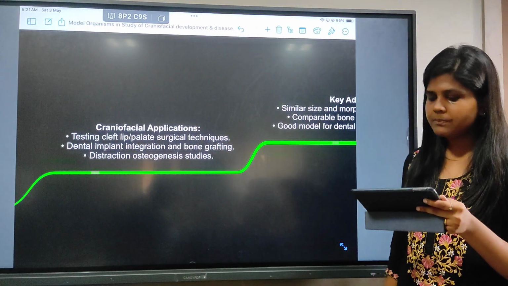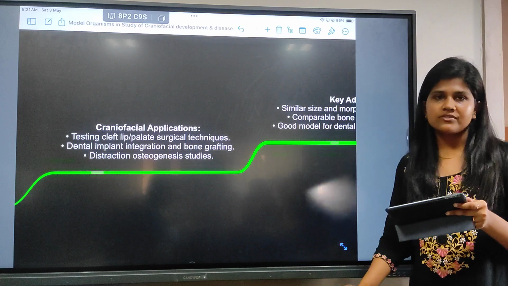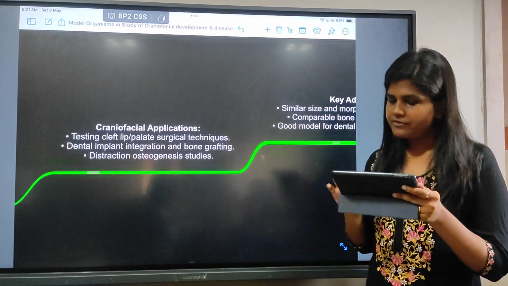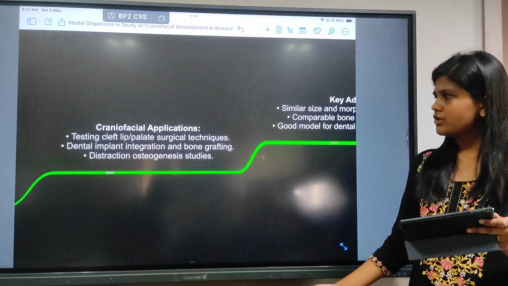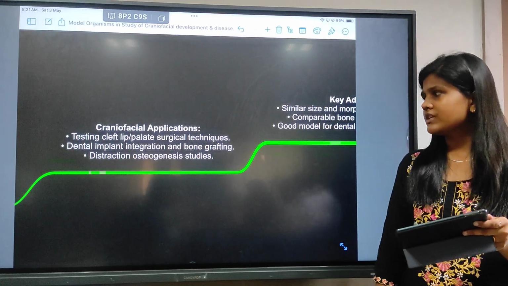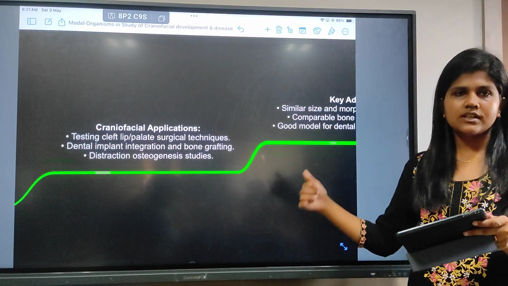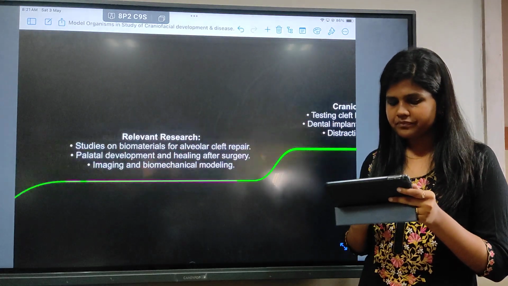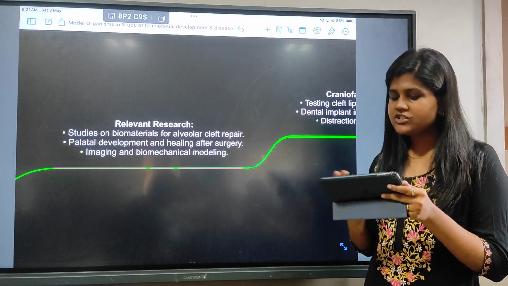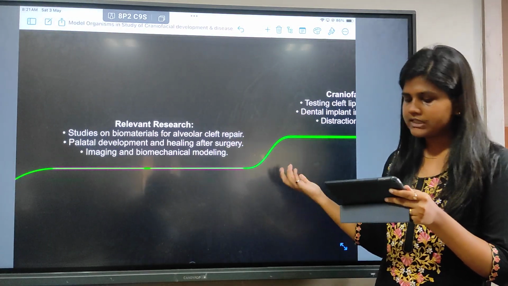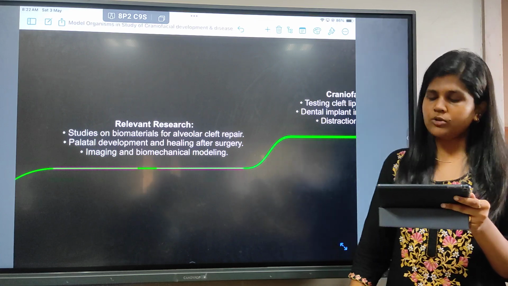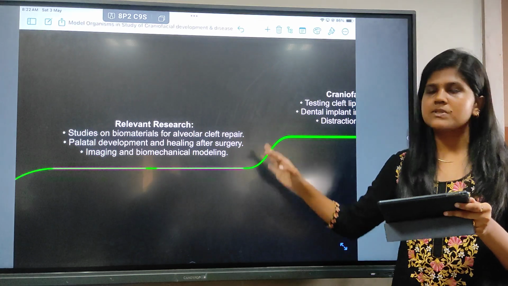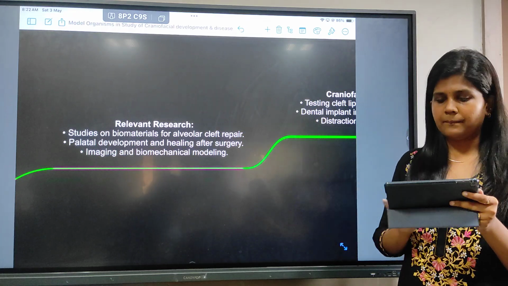Testing cleft lip and cleft palate surgical techniques will be one of the major craniofacial applications of the pig model, and dental implant integration and bone grafting can also be studied, and distraction osteogenesis studies can also be done using the pig model. Studies on biomaterials for alveolar cleft repair, palatal development and healing after surgery, imaging and biomechanical modeling are the recent researches done using the pig model.